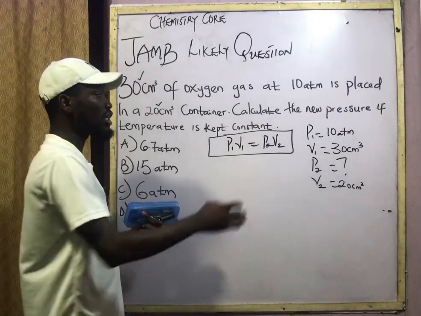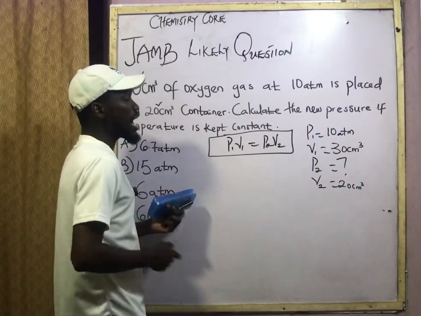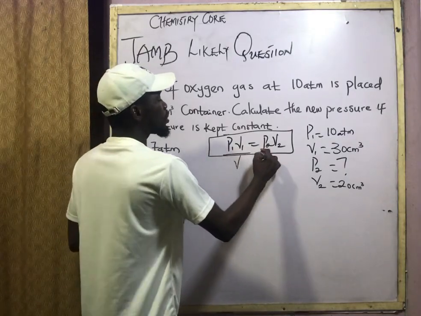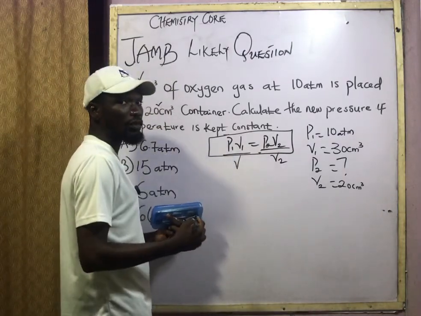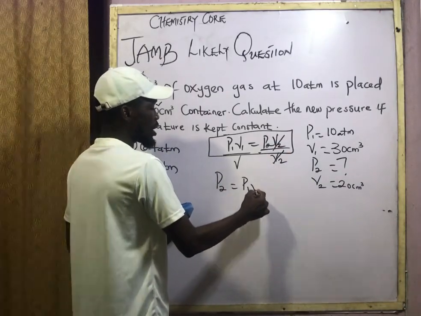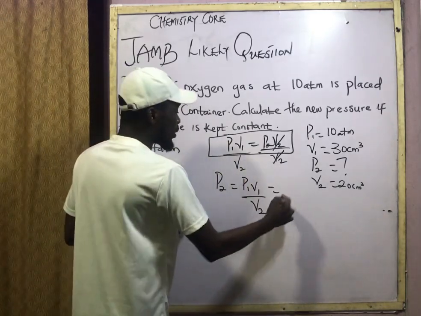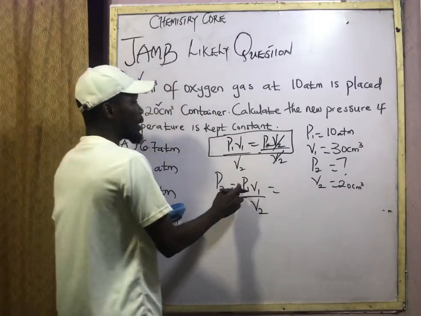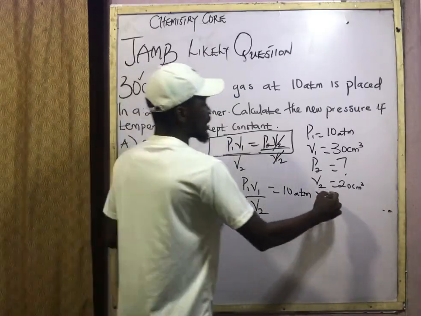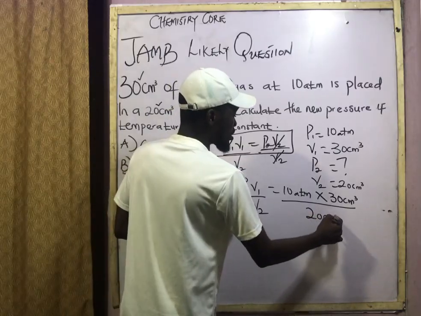Now that we have our parameters, the moment you have written them out, you have to make P2 the subject of the formula. If you divide both sides by the coefficient of P2, which is V2, this will cancel this. We have P2 equals P1 V1 over V2. Now we can employ our parameters. P1 is 10 atm multiplied by V1, which is 30 cm cube, divided by 20 cm cube.